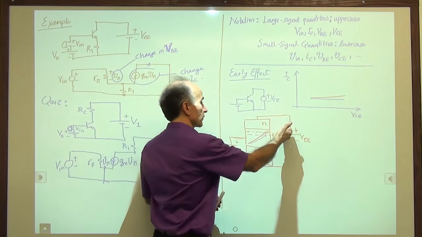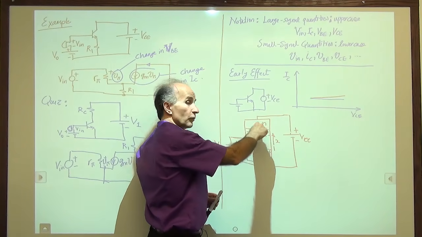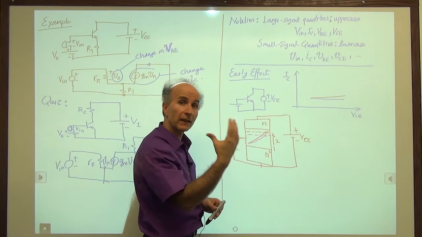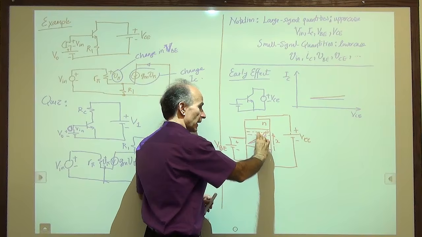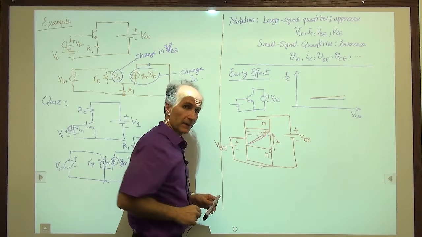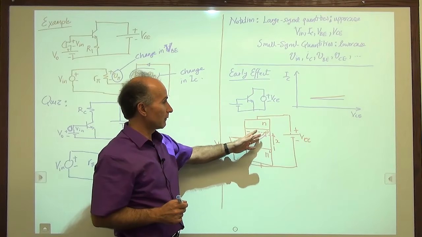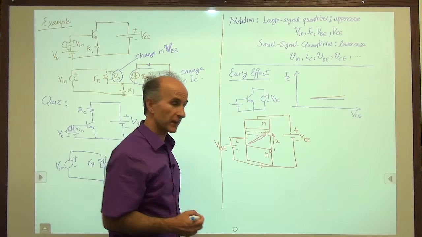So as the collector voltage goes up, this depletion region creeps this way. The actual base width, the effective base width decreases, and as that decreases, the current increases. And in fact, if we write the equation for the collector current, we also see that.